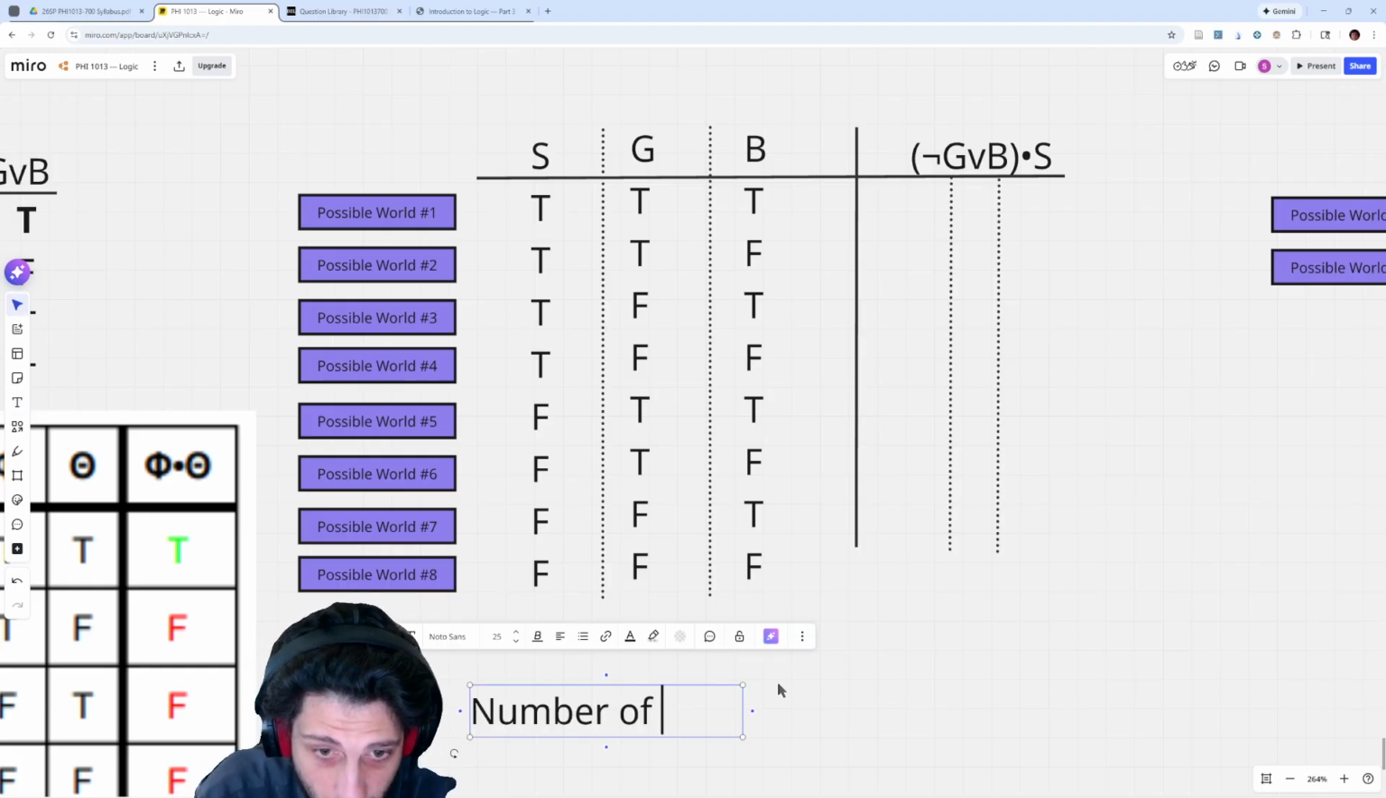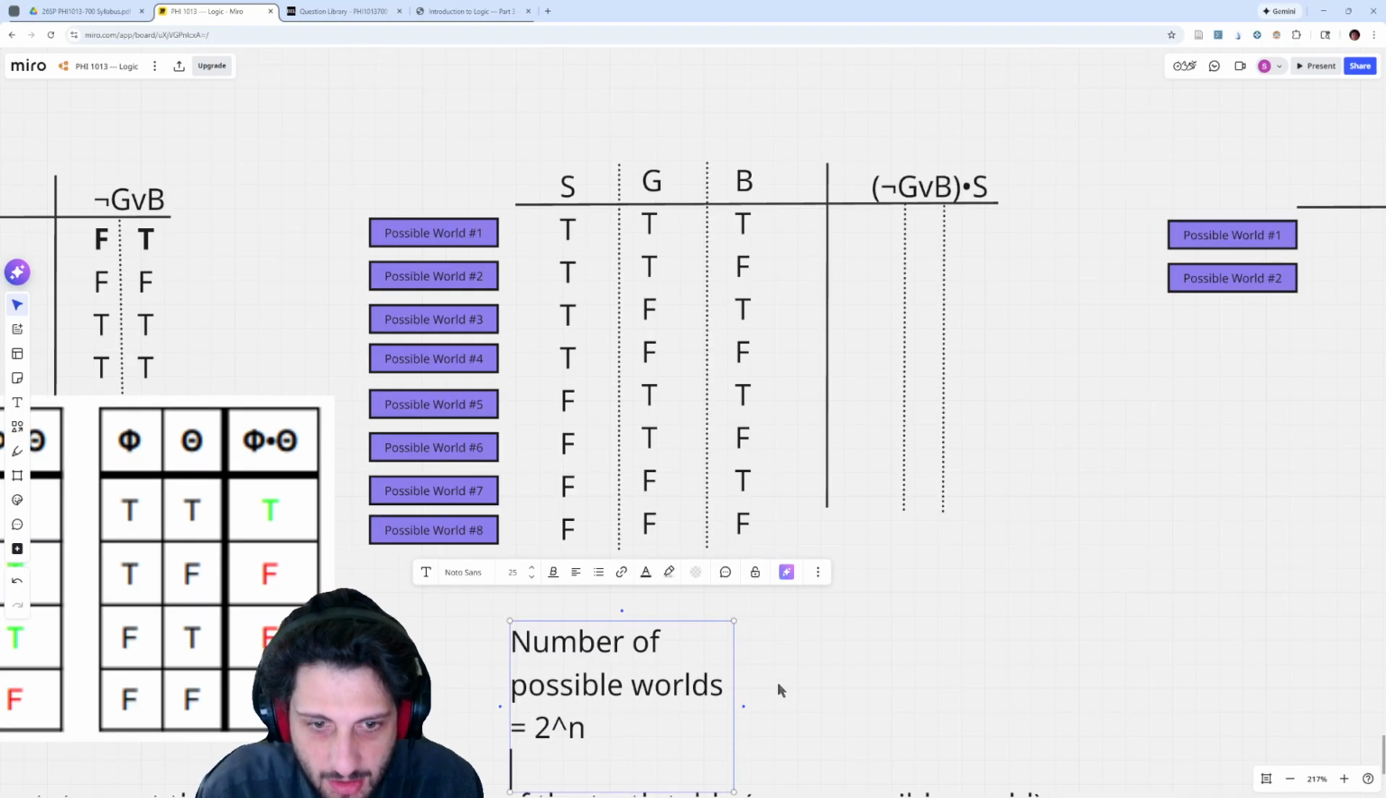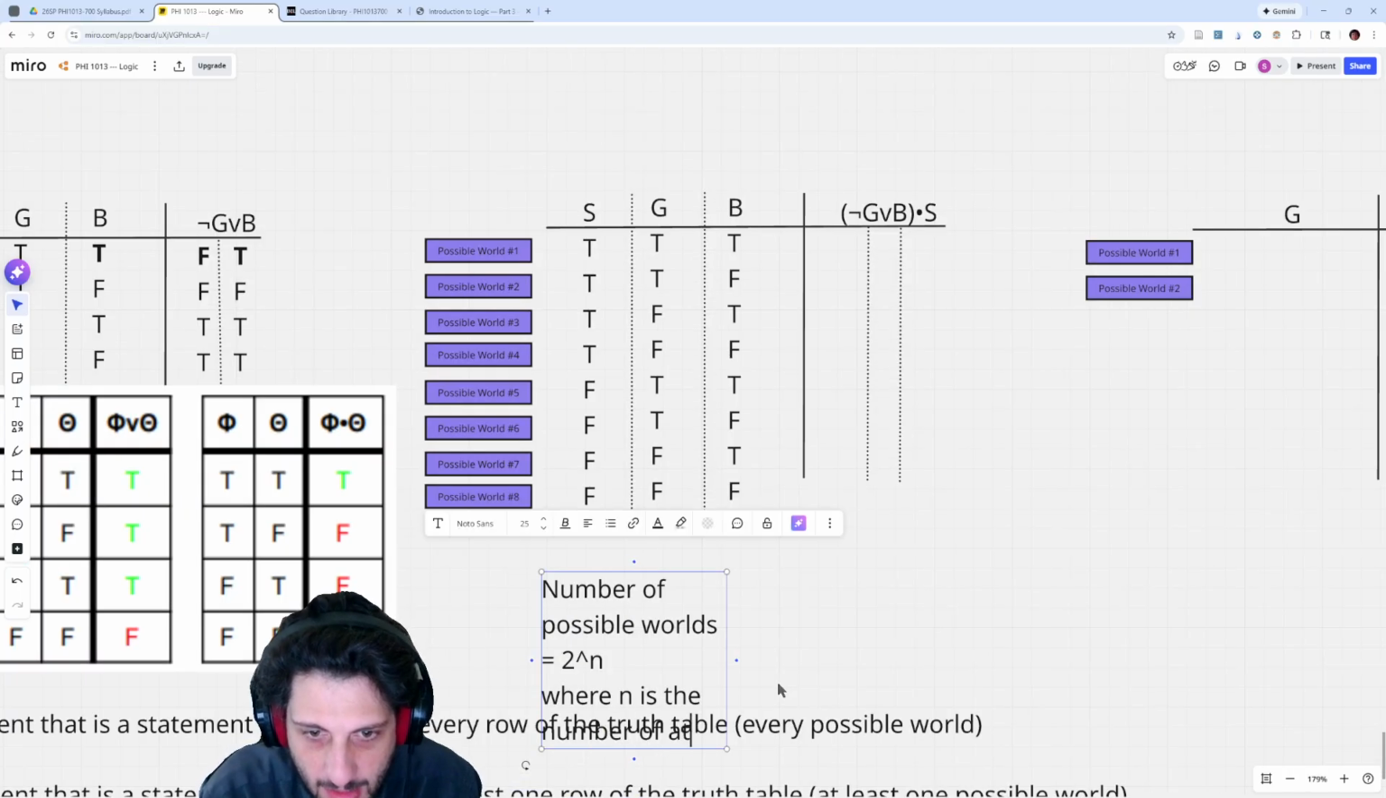So as we go, we're going to have a number of possible worlds. The number of possible worlds equals 2 raised to the n, where n is the number of atomic statements.